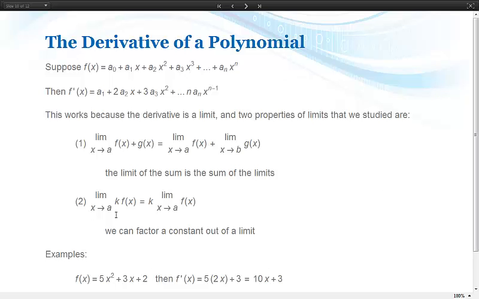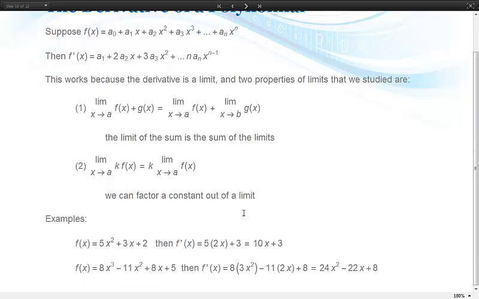And also, we learned we could factor constants out of limits. So because the derivative is a limit, we can factor the constants out of the derivative. So the derivative of a times x squared is a times the derivative of x squared, as we used to get this formula. Let's look at some examples.